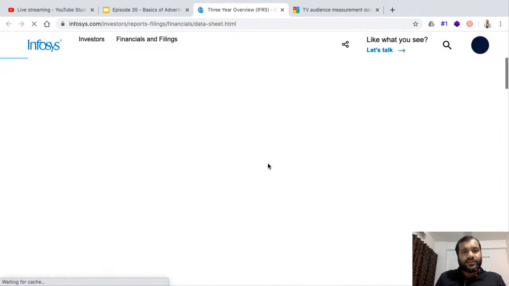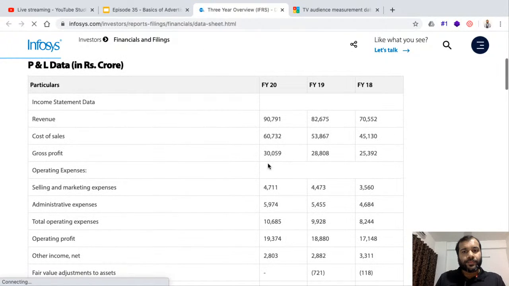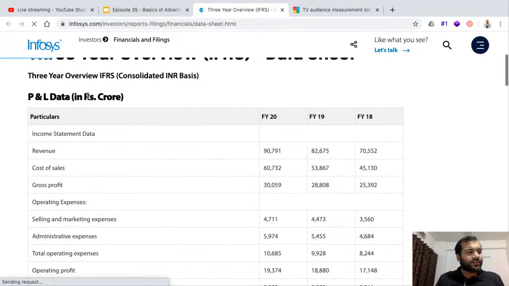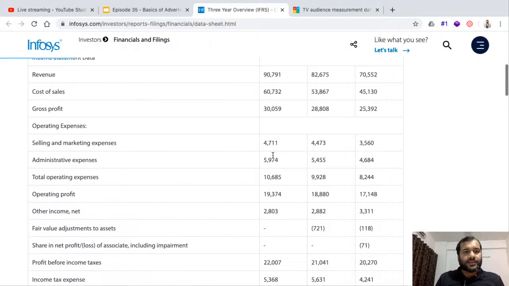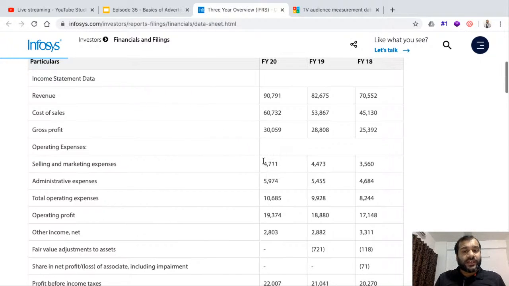So I have taken their revenue, which is 90,000 crores, in rupees crore, right? And this is their selling and marketing expenses, which is 4,711. Simply, you have to calculate the percentage: this selling and marketing expense divided by 90,000. So you will get the percentage of sales that they invest in their advertising and promotion.